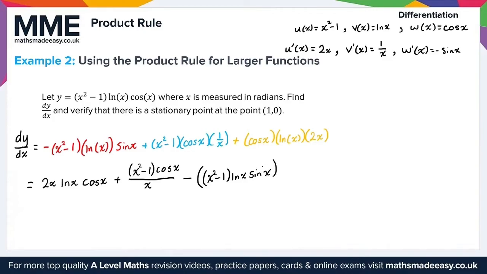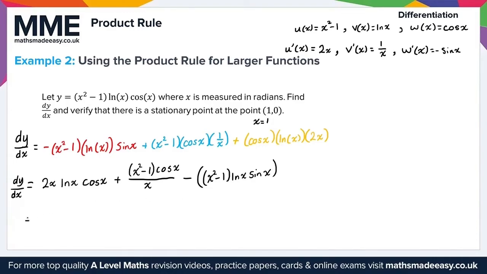Okay. So here now, we've got dy by dx. This is our expression for dy by dx. So simply all we need to do here now is verify that there's a stationary point at the point 1, 0. So if there's a stationary point at the point 1, 0, all we need to do here is substitute x equals 1. That's what this is telling us here. X equals 1 into this equation here for dy by dx. And if there is a stationary point, this expression here should be equal to 0 when x is 1.